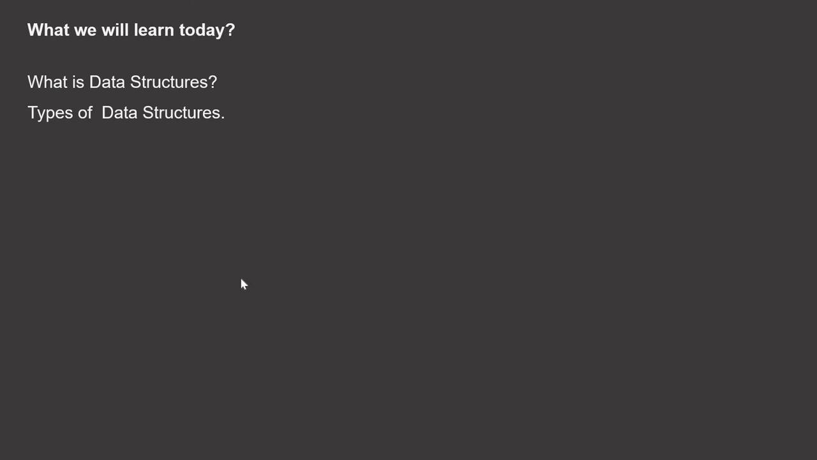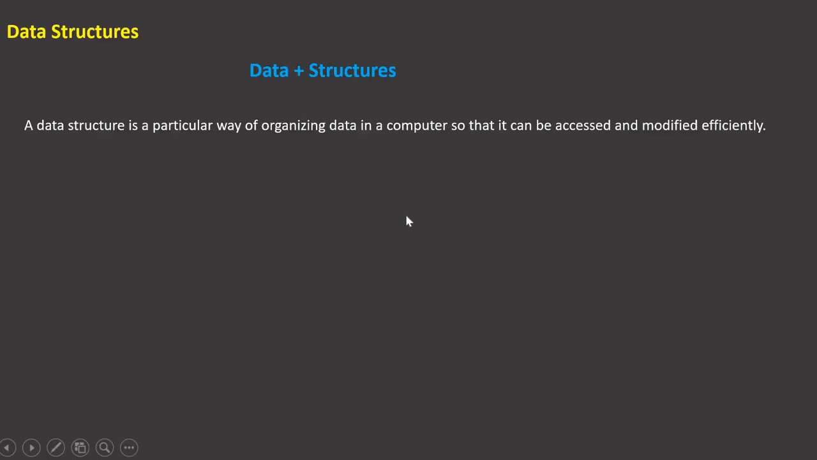Okay, so in this video we are going to see what data structures are. A data structure is actually the combination of data and structures. A data structure is a particular way of organizing the data in a computer so that it can be accessed and modified efficiently. So what does it mean? It means you are going to store the data inside the computer in a particular structure so that you can access it and modify it in an efficient way.